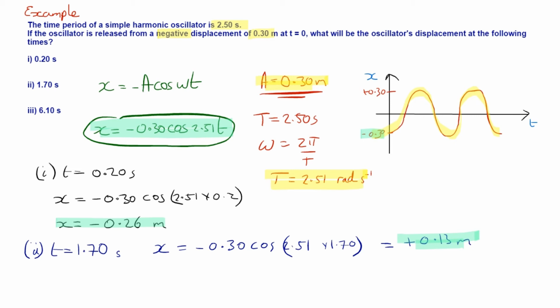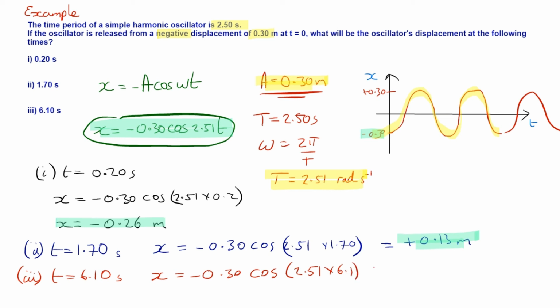And for number 3, now this is interesting. It still works, which is the great thing. This is obviously more than one time period, but the beauty of a cyclical cosine or sine equation is that it doesn't matter. The values repeat, as you can see from the graph. It just keeps repeating, so we can just plug it in and do the same. You just go minus 0.30 cosine of 2.51 times 6.1. Cosine doesn't care, it's going to make the calculation for us. If you plug that in, you get plus 0.28 meters. And that's our answer for part 3.